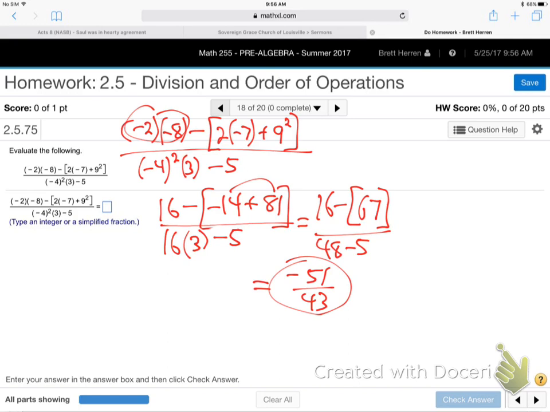Functionally identical, there is no difference. Same thing with curly brackets. Sometimes they'll give you curly brackets. It's fancy parentheses. If you have parentheses inside of a bracket, you still have to work those, inner layers to outer.